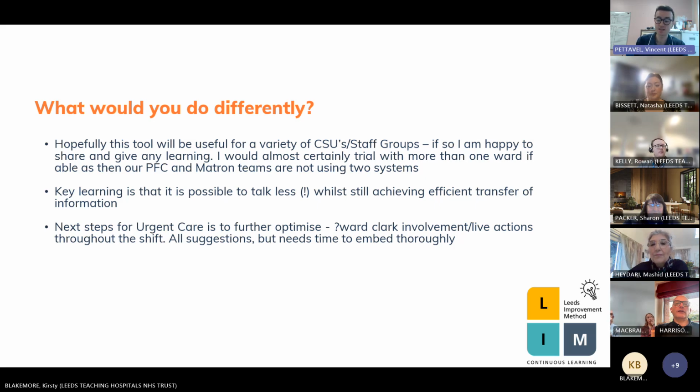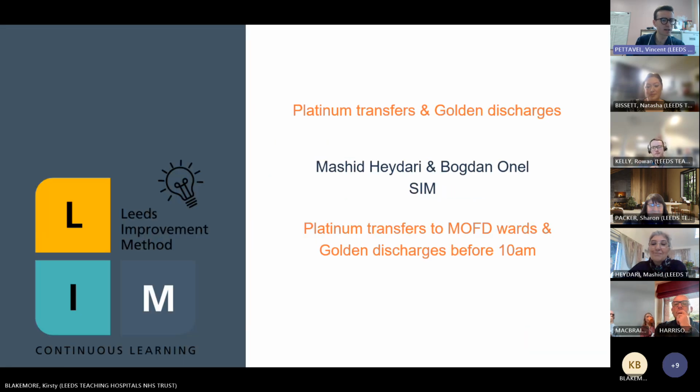In terms of next steps, we're continually tweaking and optimizing it. We're now using it to audit how long an MDT takes, when it starts, when it ends, the issues that transpire within it, and then looking at whether we can reduce our paper workload as well in terms of giving that to staff.